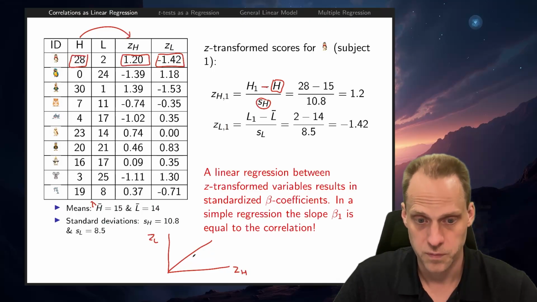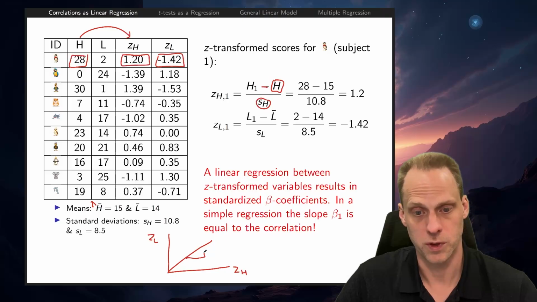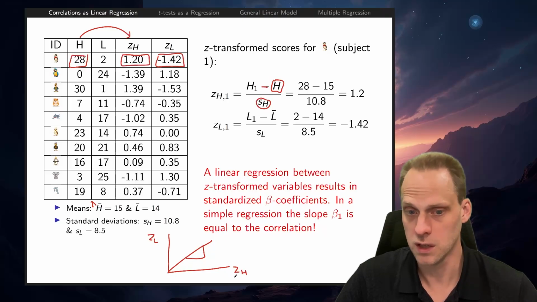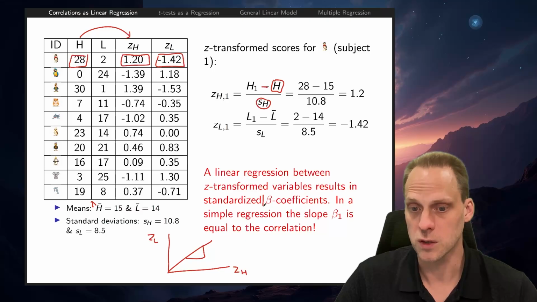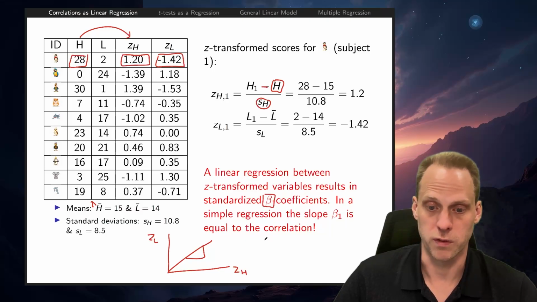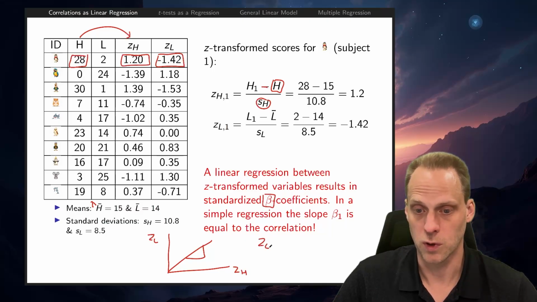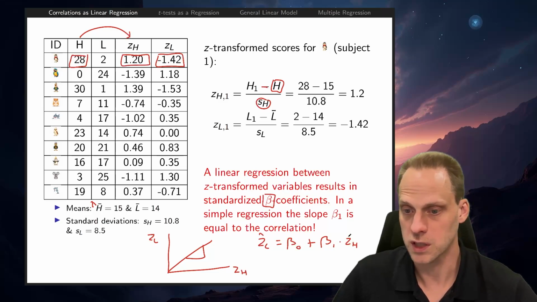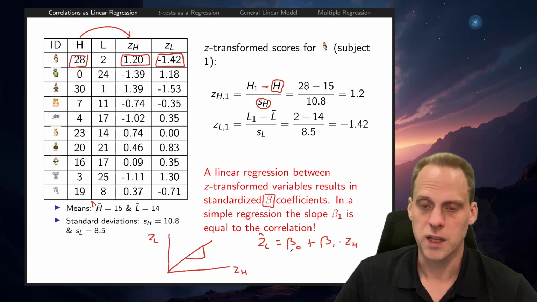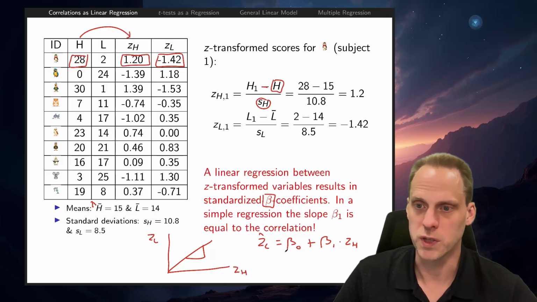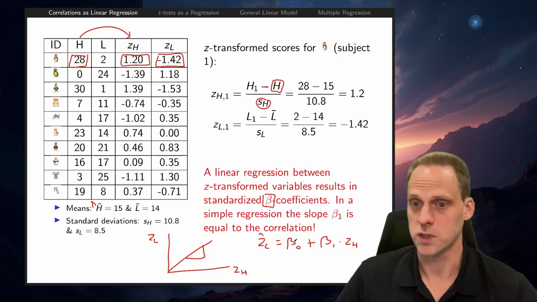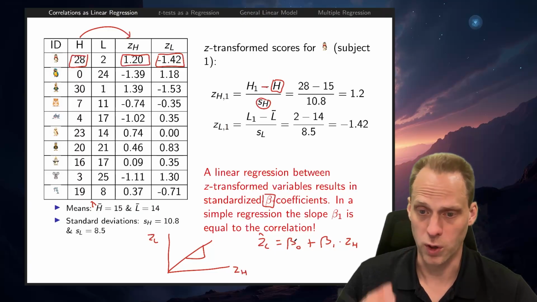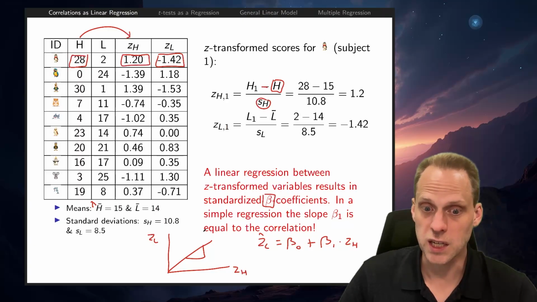What happens is that the slope, how much this line goes up for one increase in z, is something we call a beta coefficient in this case. So we do a linear regression where we have the z-score for loneliness equals beta 0 plus beta 1 times the z-score of happiness, the predicted value in this case. This beta coefficient is a standardized regression coefficient that is a bit more interpretable. It's between 0 and 1. And it turns out that for a simple regression, where you have only one predictor and one outcome variable, that's exactly equal to the correlation coefficient.